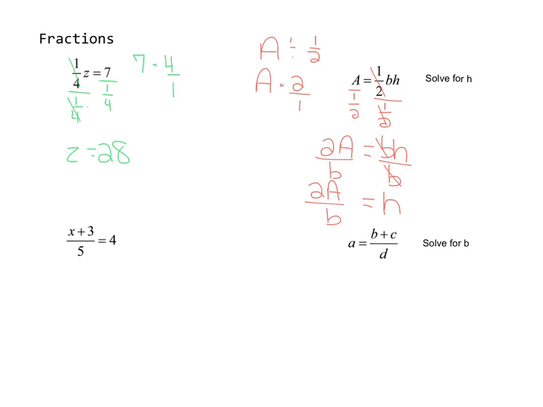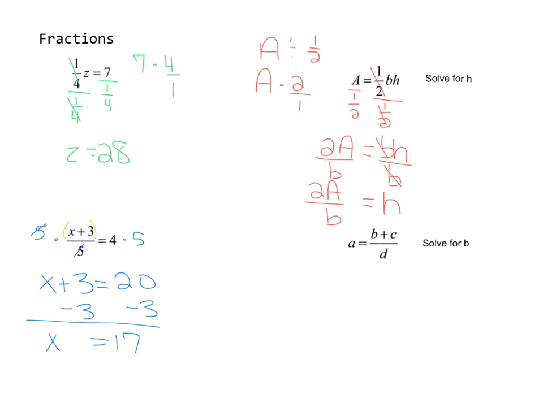Now, this is one we looked at last week that we had a little bit of trouble with. We have x plus 3 all over 5. Remember, that's a division symbol. It's also a grouping symbol. Remember, it puts this x plus 3 in parentheses. Since this is divided by 5, I have to multiply both sides by 5. These cancel. I end up with x plus 3 equals 20. Now it's a one-step equation, and my final answer is x equals 17.